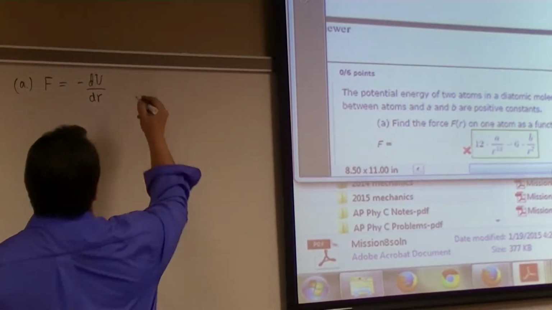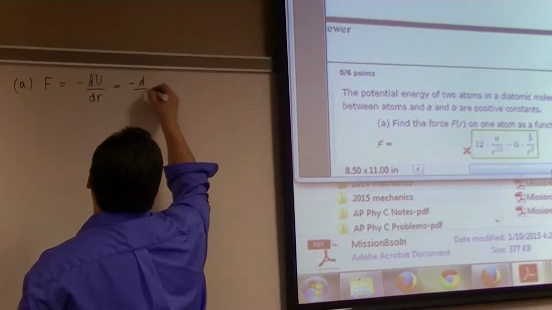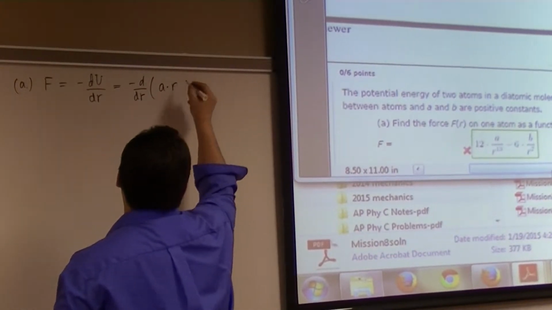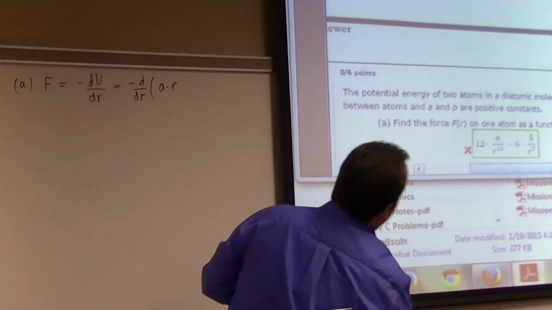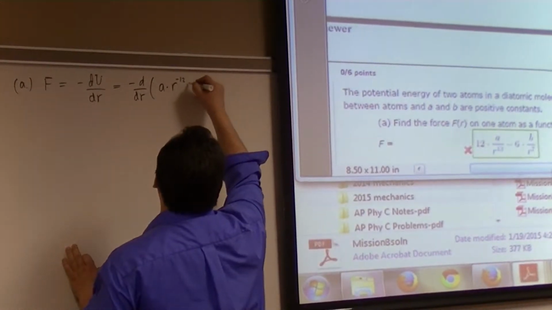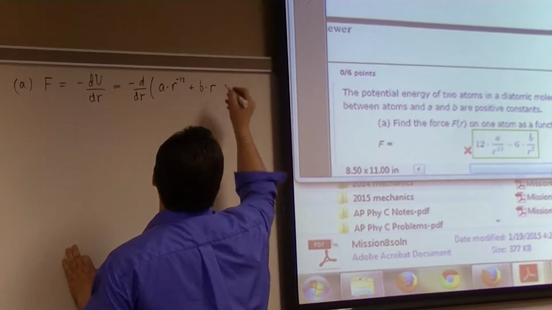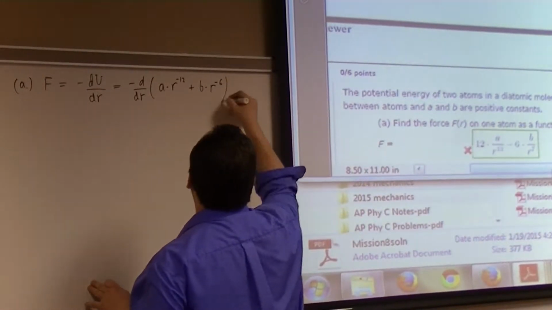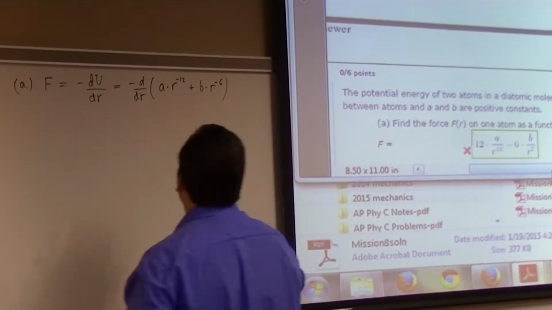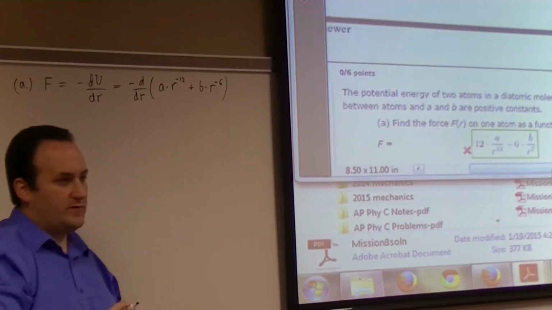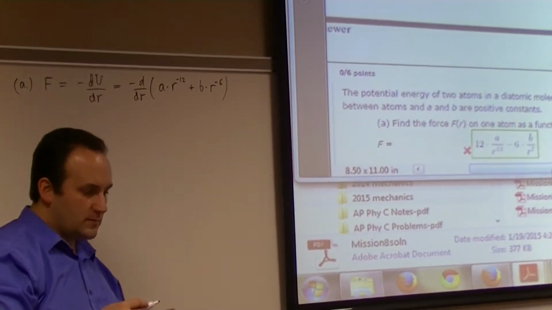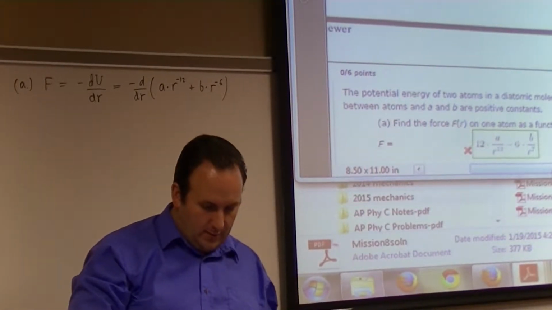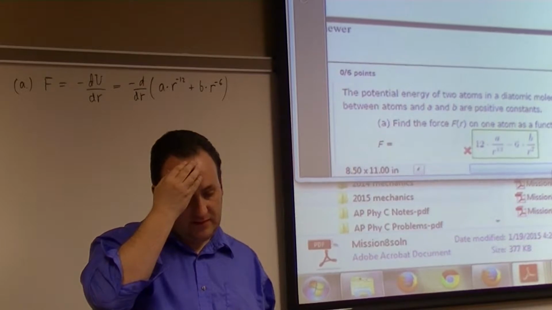If you're having trouble with the differentiation, almost certainly you should make this step: A times R to the what? Negative 12, right? Plus B times R to the what? Negative 6. And so forth. So, what was your question about it then? For the distance between the equilibrium distance. Equilibrium distance. How do you find that?